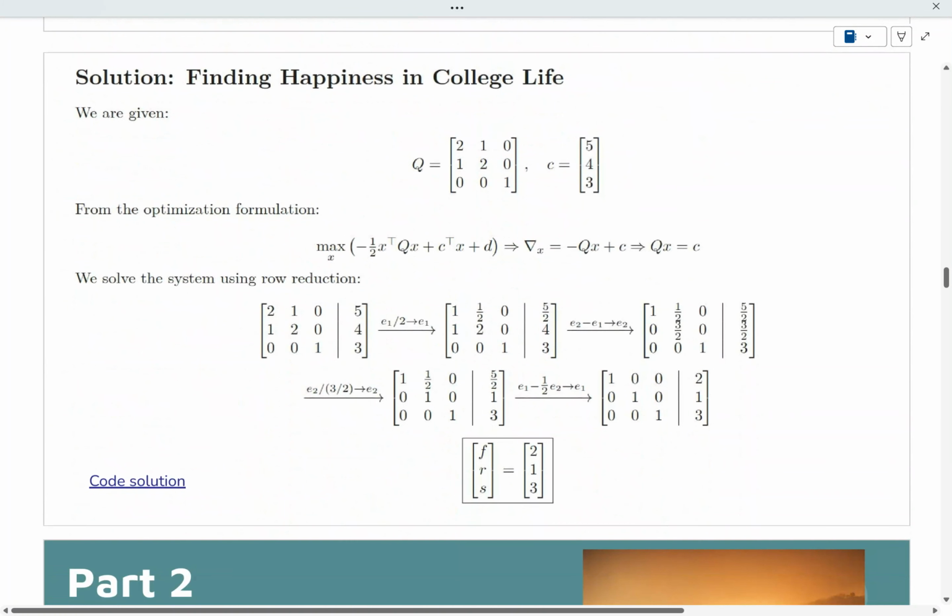The solution is here. I also have the code solution, but you would need to get the slides in order to get the code solution.